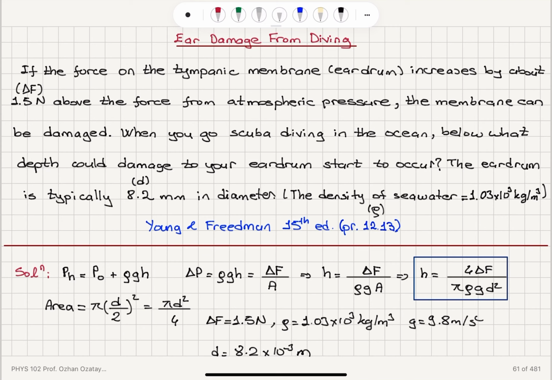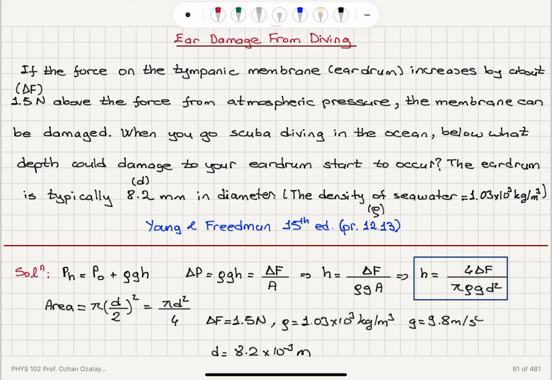Okay, so this question was about ear damage that can occur during diving. An additional force above the force from atmospheric pressure of 1.5 newtons can cause ear damage. And when we go scuba diving in the ocean, there is a limit, a threshold depth below which this damage will occur. So we want to find out what that threshold depth is, knowing that the diameter of the eardrum is 8.2 millimeters and the density of seawater is 1.03 × 10^3 kilograms per meter cubed.